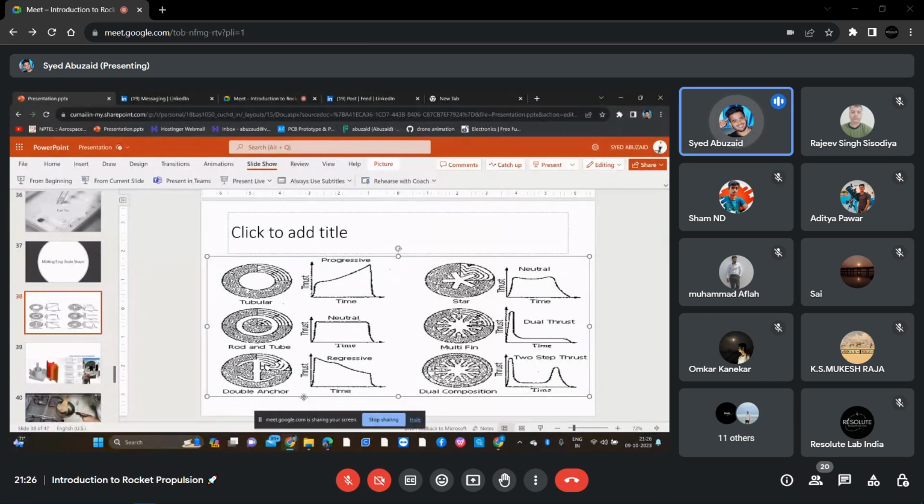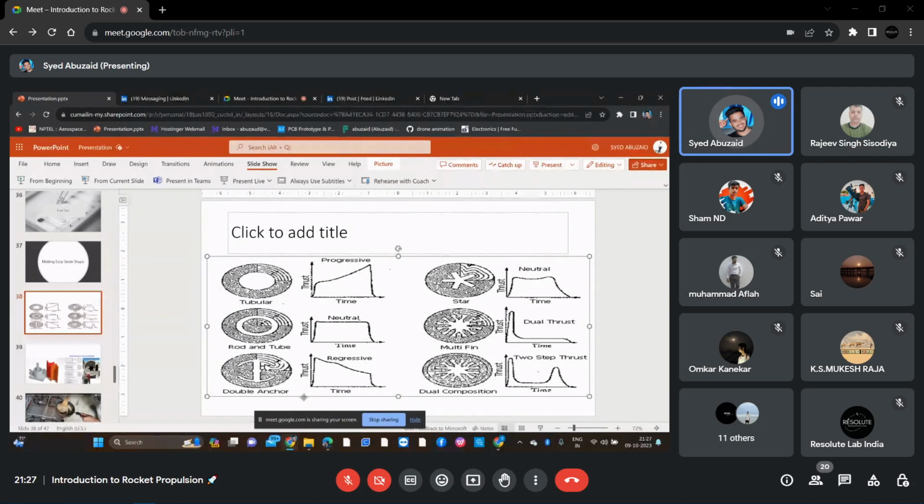Then after that, the double anchor shape, which provides the maximum amount of thrust, and then with time it reduces the value of thrust. In this shape, if initially we need a maximum amount of thrust for the takeoff, we use the double anchor shape of the grain.